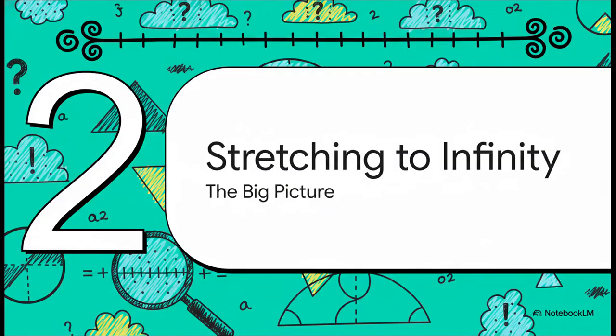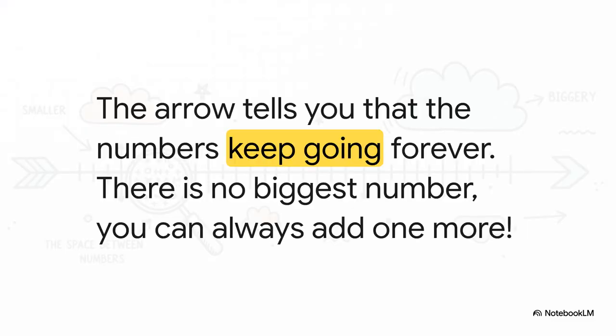Okay, so we've got our little line from 0 to 9. But numbers don't just stop there, right? So let's see what happens when we really start to stretch this thing out. You've definitely seen that little arrow at the end of a number line before. Well, it's not just for looks. It has this really deep meaning. It's telling us that there's no last number. No matter how big a number you think of, you can always just add one more. This line never, ever ends.